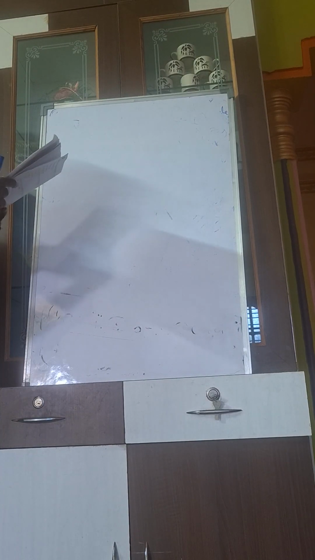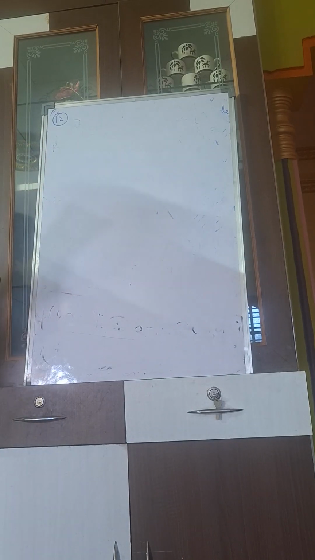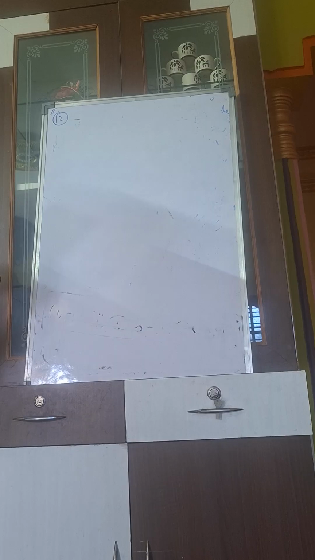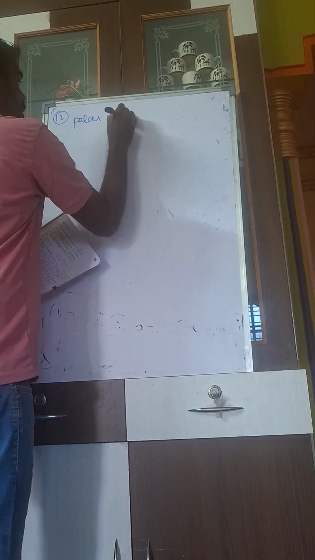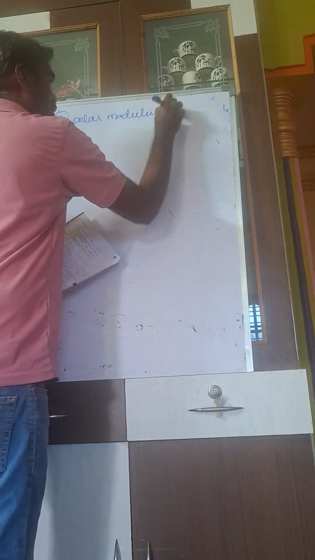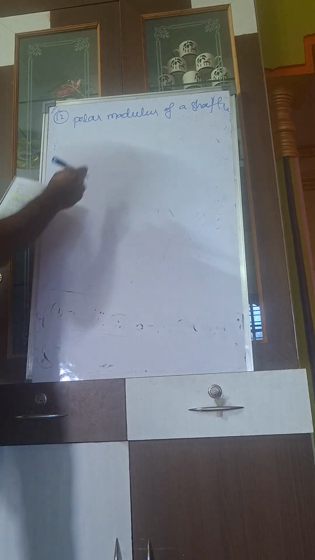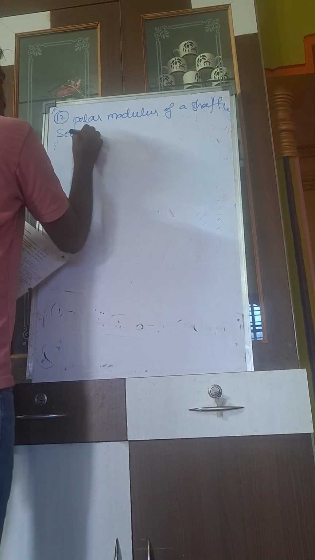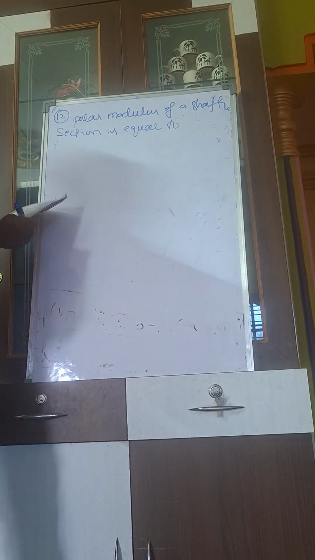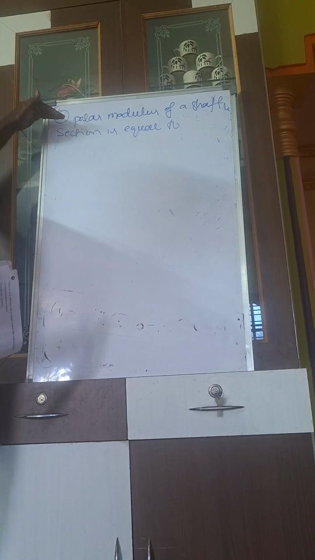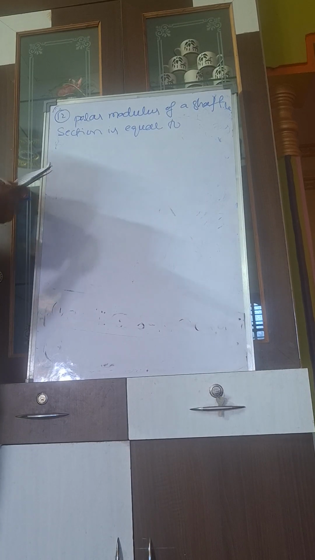Then will be the 12th question. The 12th question for BWSSB is asking: polar modulus of a shaft section is equal to. See, I'll write the four answers.